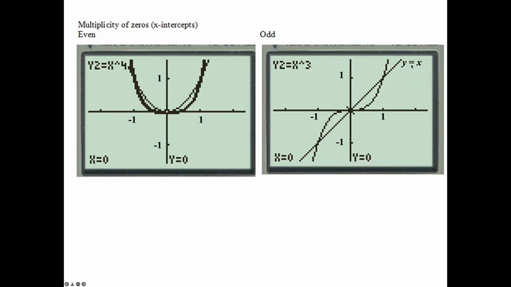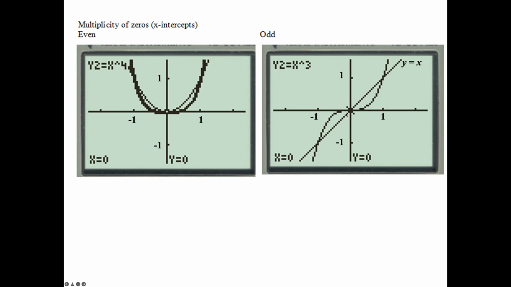Odd multiplicity, here's y equals x to the first, a straight line, and y equals x cubed. Notice both of these graphs go through the origin. These are called go-throughs. They cross the x-axis. So again, touch and go if you have even multiplicity. Go-throughs if you have odd multiplicity. They cross the x-axis. But again, you get this same relationship. If x to the first, there's 1, it's a straight line going through.